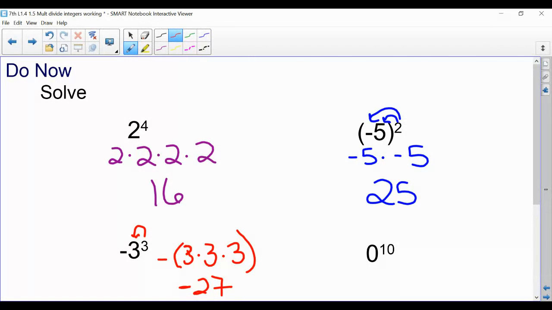And the last one says 0 to the power of 10. Well, 0 times anything is always 0.